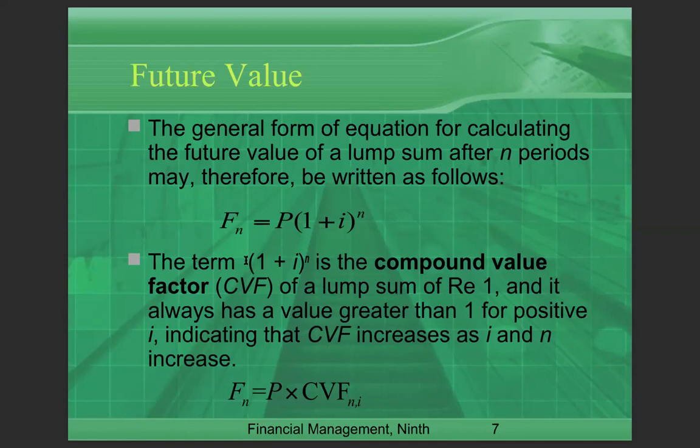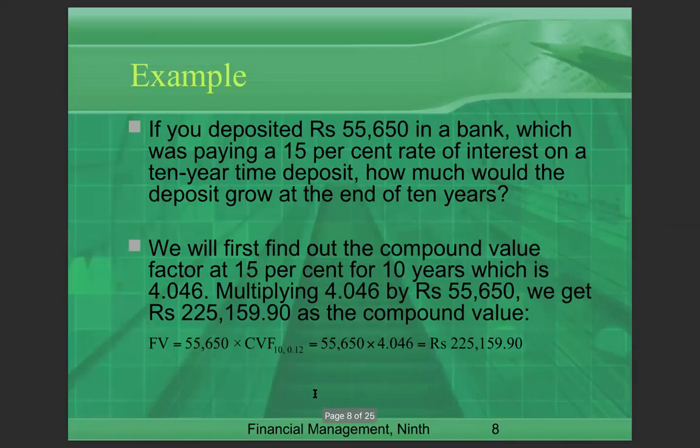What is this factor? 1 plus I whole power n is the compound value factor, and it is always positive. This compound value factor is tabulated and you can get it from the table. You'll have a table we'll be using when we are talking about capital budgeting. We'll use the CVF values from the table, and these tables you can also use for the examination. They are allowed to be used in the examination. The CVF is a factor.